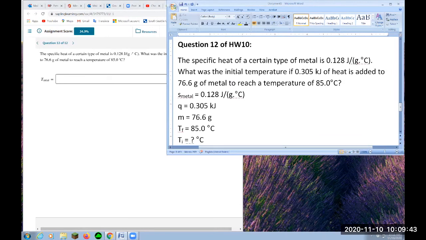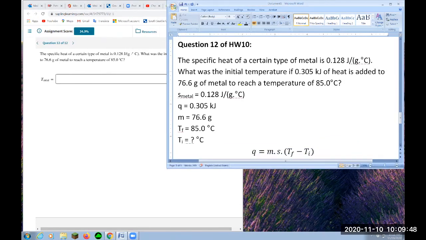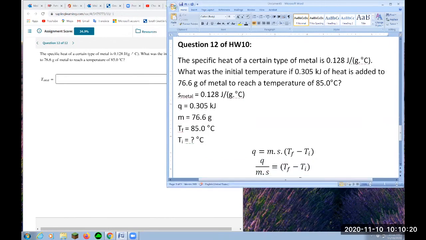So we will use the heat equation that says Q equals ms delta T. Delta T is the final temperature minus the initial temperature. So we are looking for Ti. Let's rewrite this so that we solve for Ti. First, let's get rid of the ms multiplying delta T. By dividing both sides of the equation by ms, you get rid of the ms on the side where you have the temperatures, and that's Q over ms on the left equals Tf minus Ti.